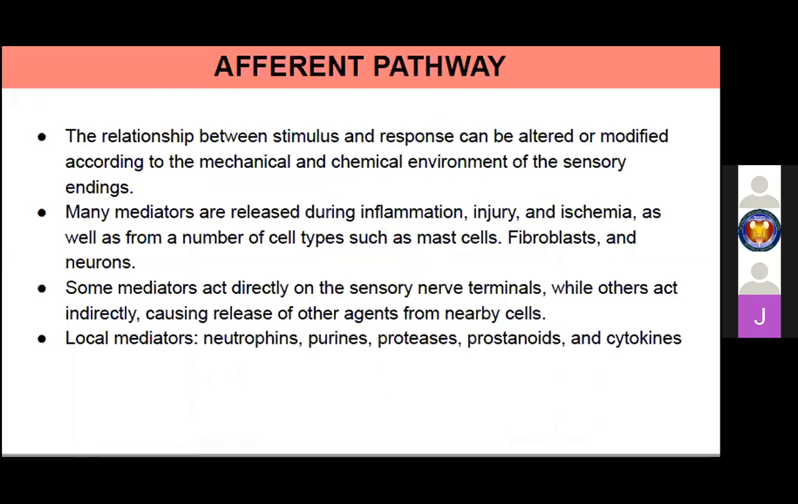So the relationship between stimulus and response can be altered or modified according to the mechanical and chemical environment of sensory endings. Many mediators are released during inflammation, injury, and ischemia, as well as from a number of cell types such as mast cells, fibroblasts, and neurons. Some mediators act directly while others act indirectly, causing release of other agents from nearby cells. So examples of local mediators are neutrophils, purines, proteases, prostanoids, and cytokines. Next, please.